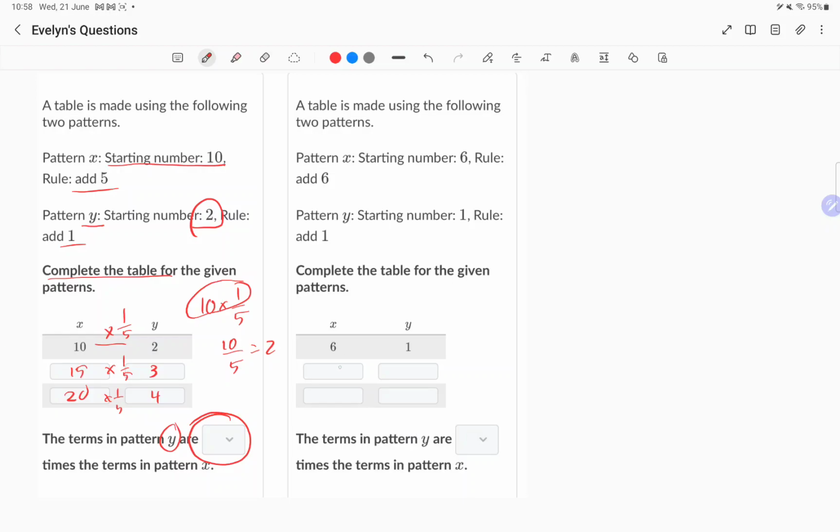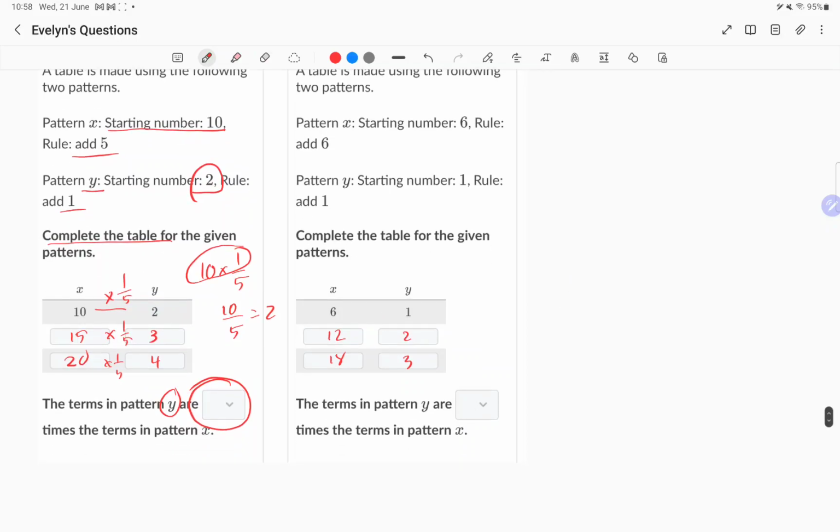Okay, all right, similarly for this one here, starting at 6, add 6 would be 12, 18. Starting at 1, add 1 would be 2 and 3. The terms in pattern y are how many times the terms in pattern x? So this one again, this is divide by 6, all right, or times by the reciprocal, 1 over 6. So it's 1/6 times the terms in pattern x.